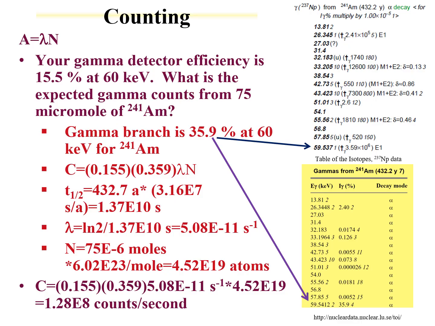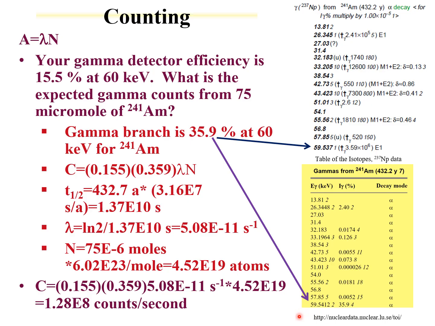The gamma efficiency data shown here is from the Table of the Isotopes and the Lund University site. These data sets include information not only on gamma decay, but other decay routes, and we will describe these data sets in more detail later in the course. The gamma branch at 60 keV, so 59 right over here, I multiply it by 1 times 10 to the minus 5. This is 3.56 times 10 to the 6, so 35.9% is my gamma branch.